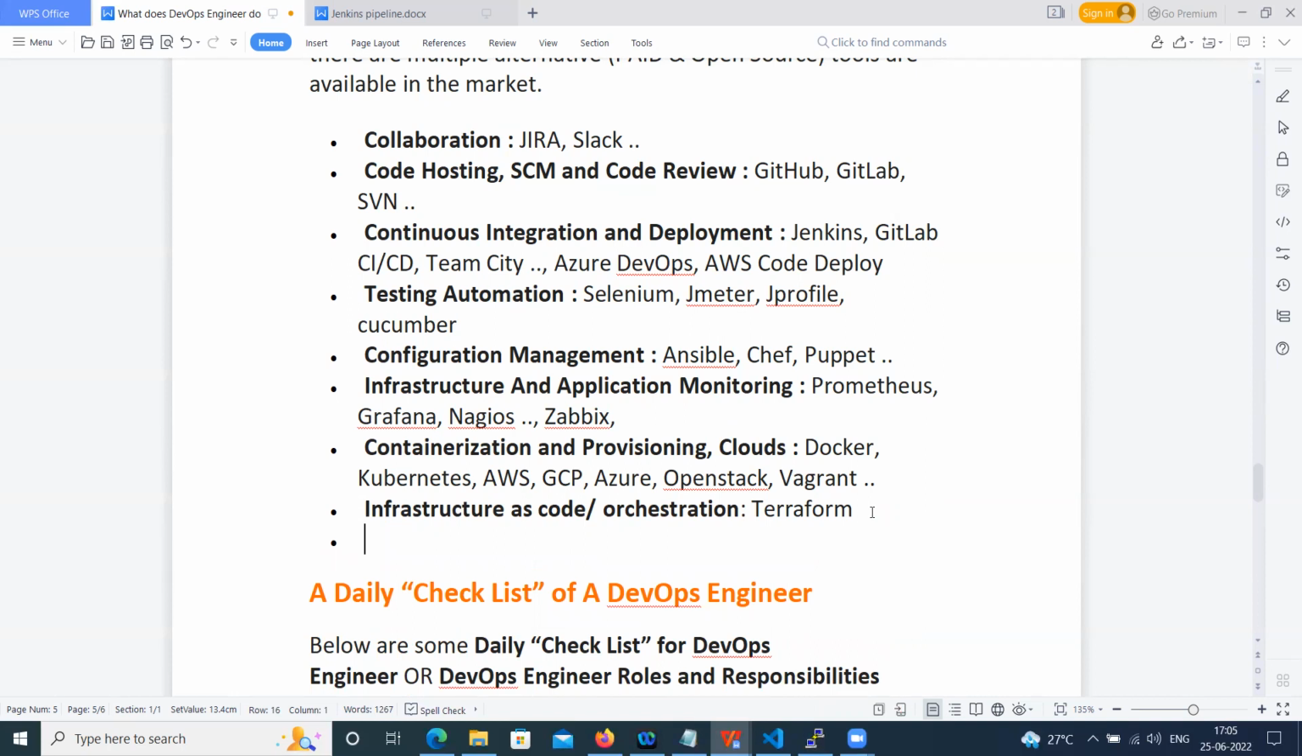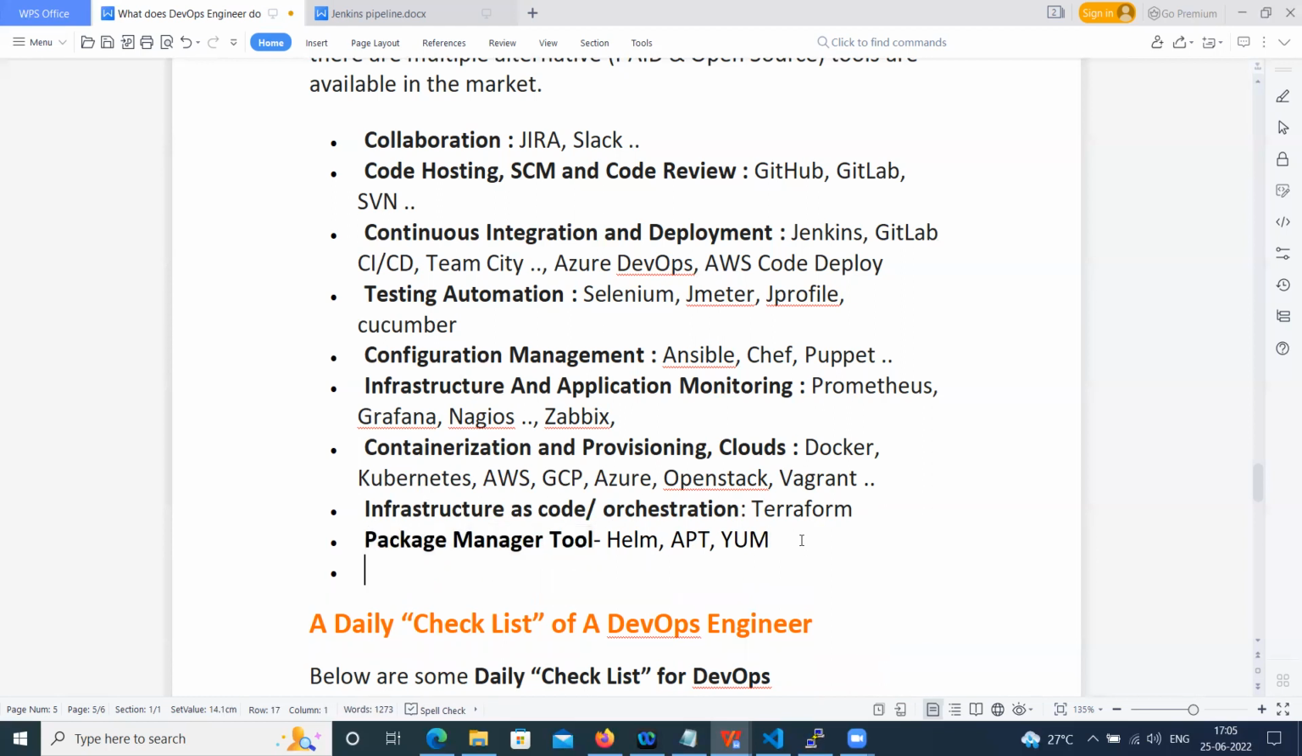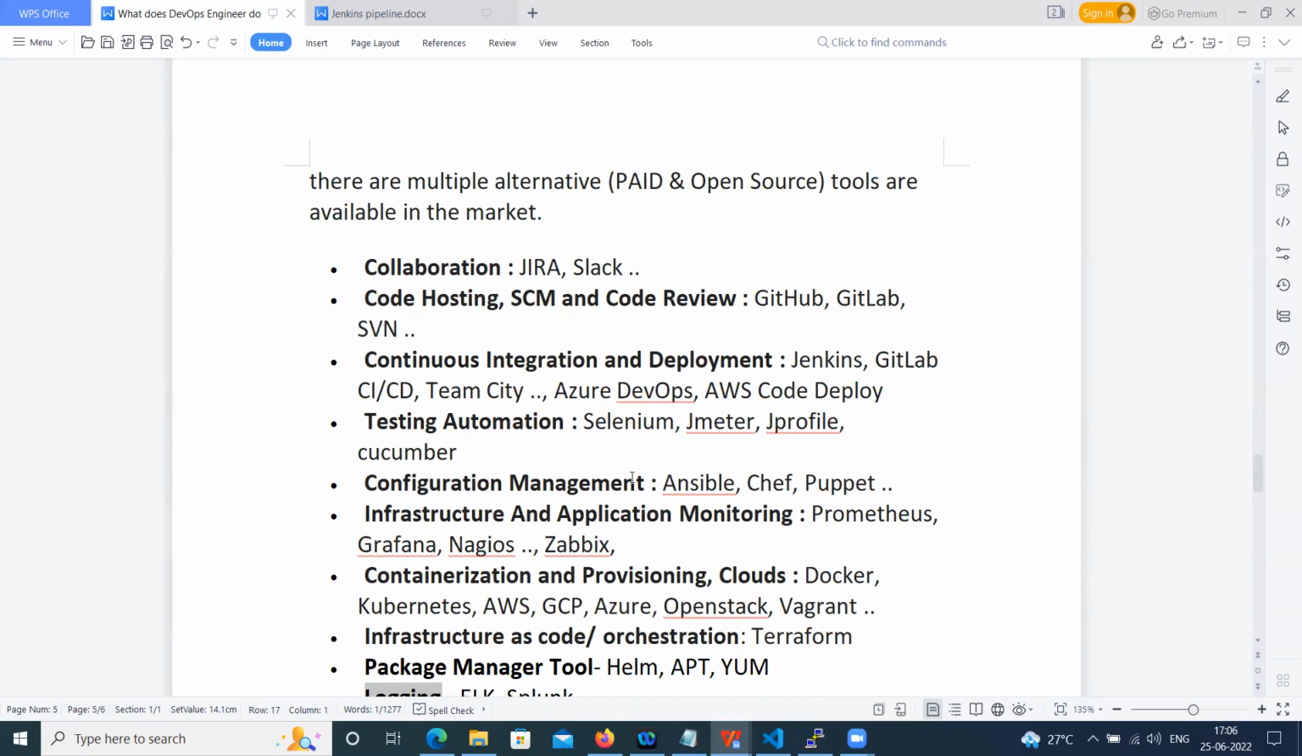One more tool category is the package manager. Package manager tools are like Helm, then APT, then Yum. Then we have one more category, logging. We have ELK and Splunk. These are the mostly used tools. For each category, you should have at least one tool, where you have done training, or practice, or have industry experience.